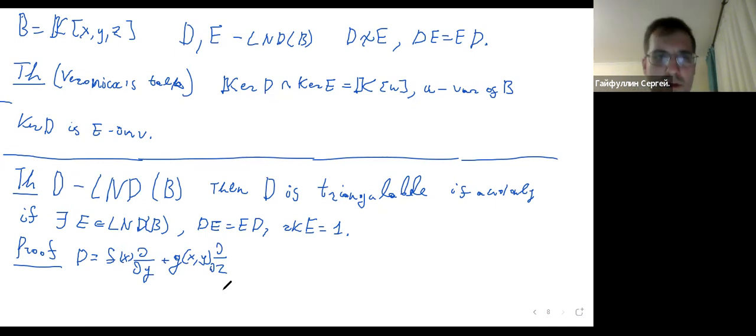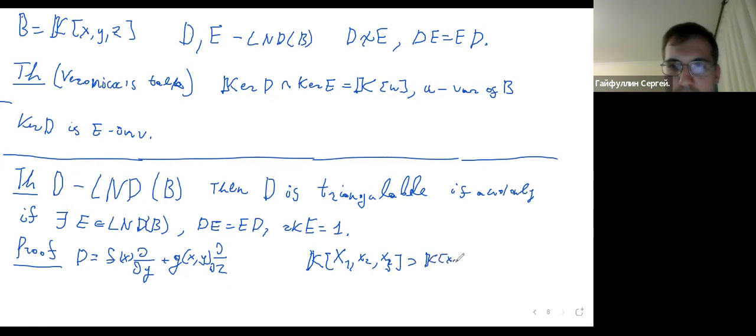I'm sorry, I skipped some assertion. Let D be triangular. Then we have coordinates x1, x2, x3 such that it is triangular. As in the previous theorem, we consider the algebra K of x1, x2, which is invariant under this D. In this subalgebra, we can change coordinates such that this D should have x1, maybe a new coordinate x, in its kernel.